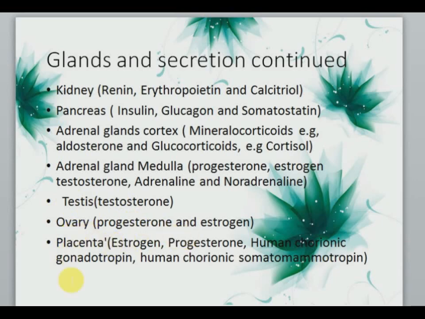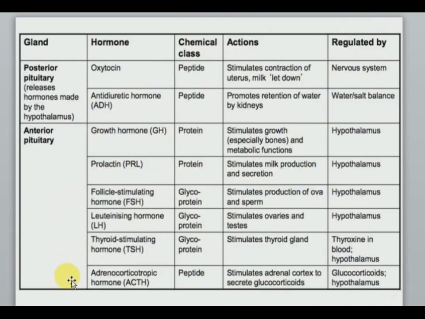All right. Now, placenta also secretes some hormones that help the growing child and help the mother to carry the child to term. All right, this is a table just summarizing the different functions, the chemical class, the action, where it's being regulated, and the gland itself.